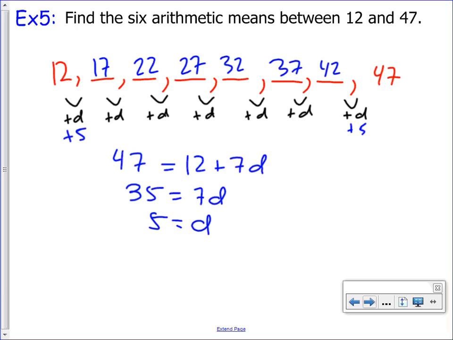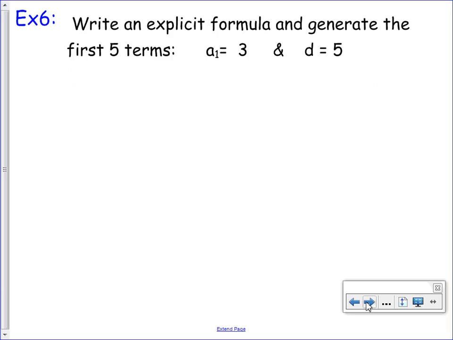Yay! I love this. Alright, wait till I get to multiplication. Okay, here we go.